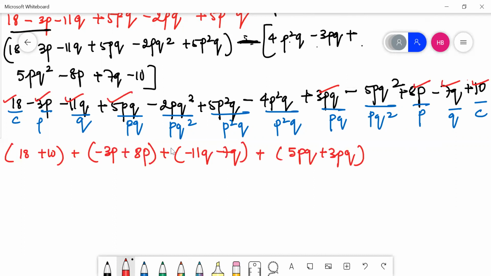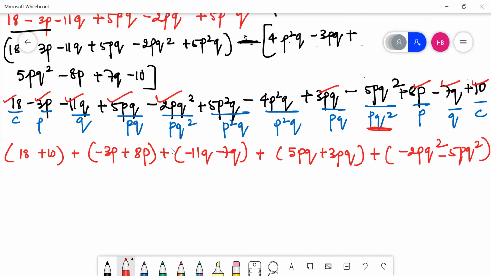Now let's include pq square terms. So minus 2pq square. So this is included. Which else is pq square? That is p into q into q. This is the one which is pq square. So I'll get right minus 5pq square.